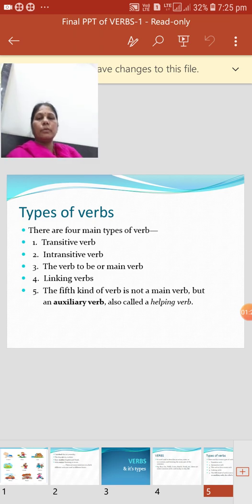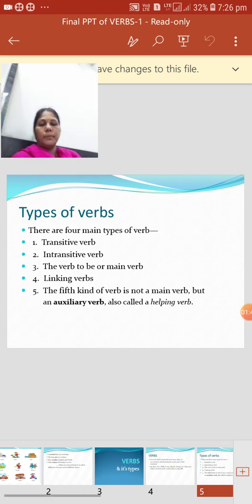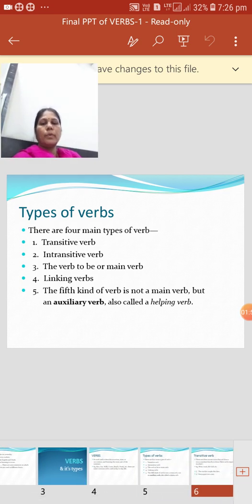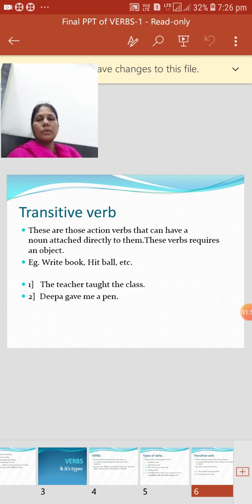Now the types of verbs. There are mainly 4 types of verbs. The 5th one given in the slide is only the helping verb but not the main verb. First is transitive verb. Second, intransitive verb. Third, the verb to be or main verb. Fourth, linking verbs. Fifth, auxiliary verb.